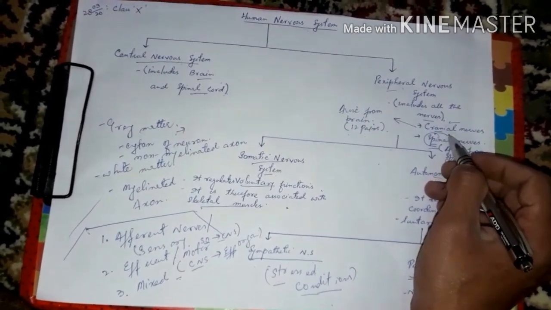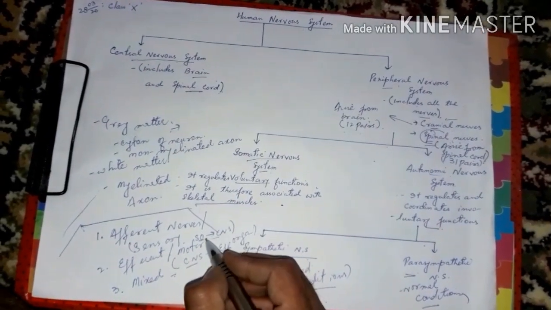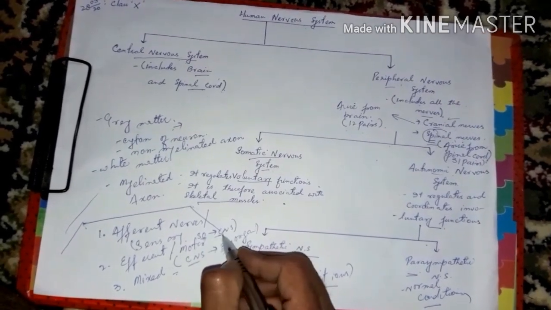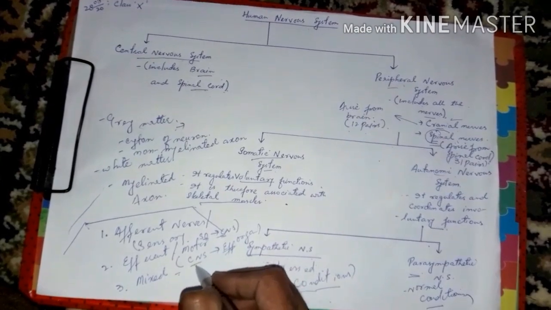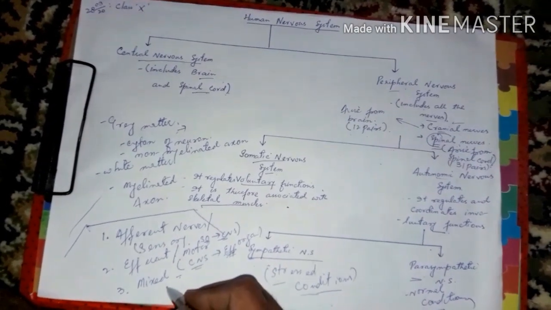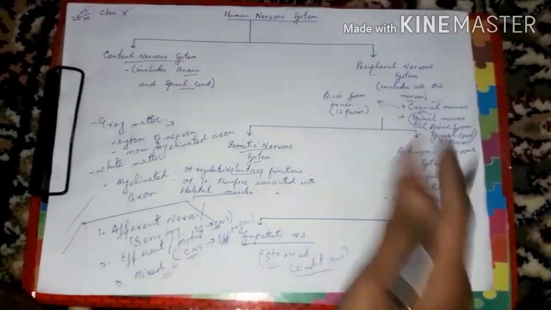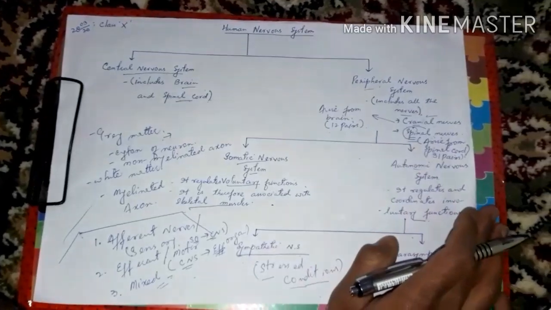For now, let us just remember that afferent nerves take the message from the sensory organ to the central nervous system, and motor nerves take the message from the central nervous system to the effector organ, and the mixed ones take the message in both directions. So this was the flow chart of the human nervous system and some basic concepts about it.